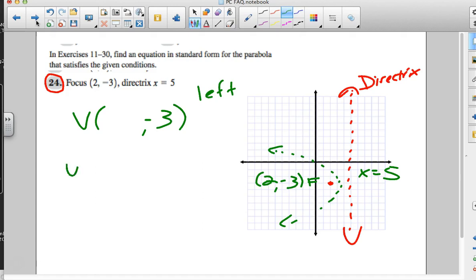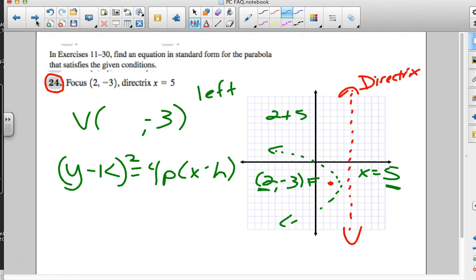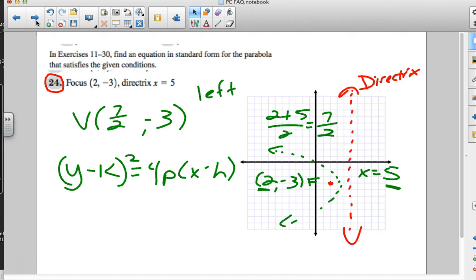That also ensures that I'm going to need to use (y minus k) squared equals 4p times the quantity (x minus h). Remember, y squared is for right and left opening parabolas. Well, now I need the vertex, and then I need to figure out the value that I should use for p, the directed distance from the focus to the vertex. So the vertex is going to be halfway between 2 and 5. To find that, you could just take 2 plus 5 and divide it by 2. So that will give you 7/2. Not exactly a nice integer there, but they don't always work out that way. So now we know that the vertex is at (7/2, -3).